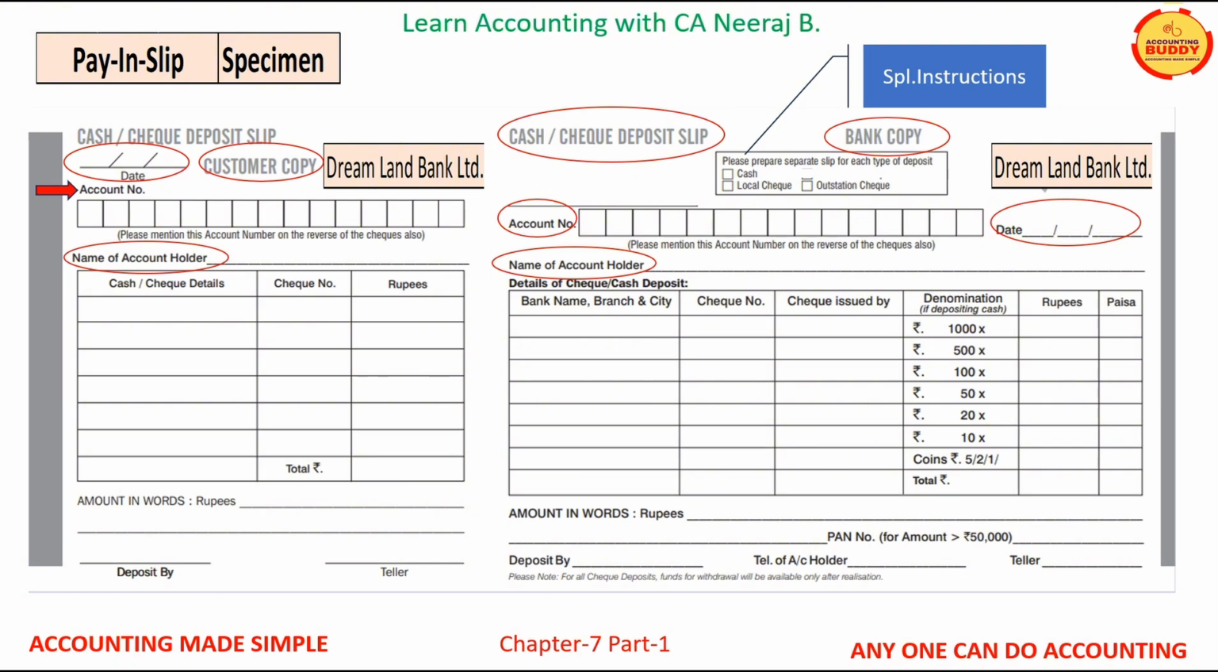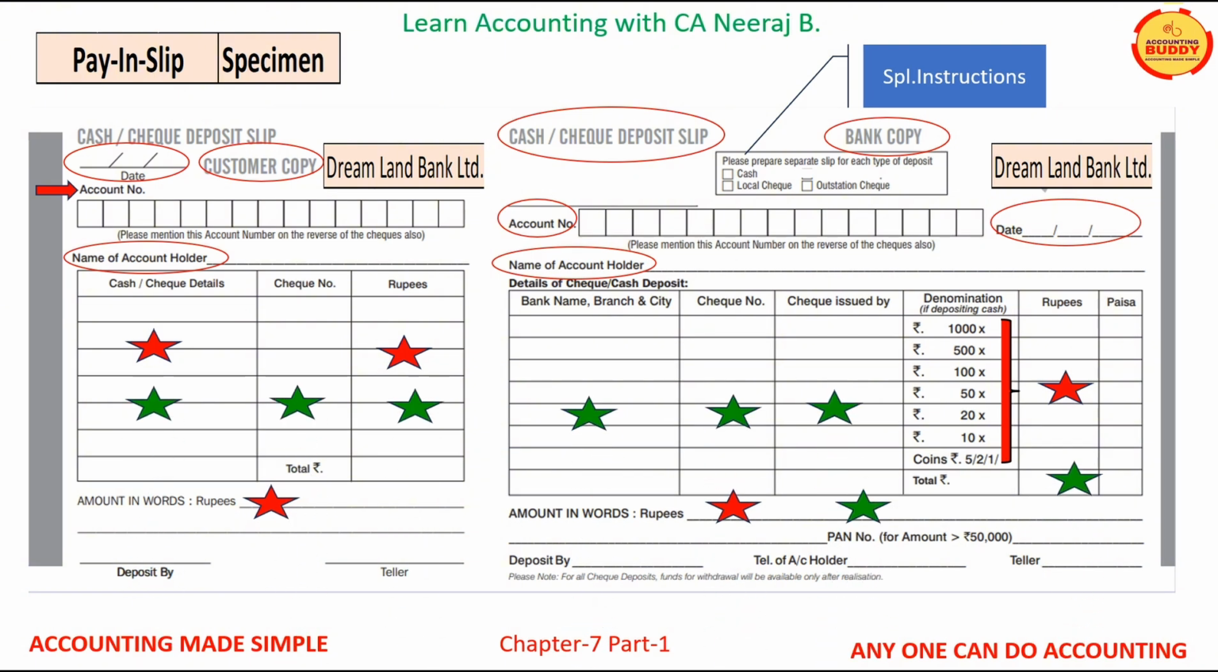In case cash needs to be deposited, the red star marked information is required to be filled. The most important information is the denomination, detailing the notes or the coins value and the corresponding number of notes or coins. And in case of check deposit, all the green star information is required to be filled.